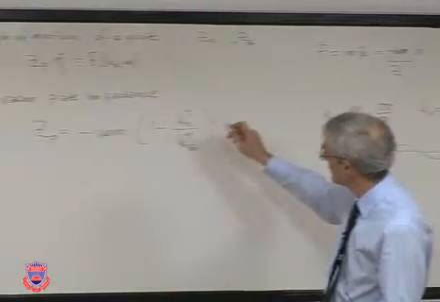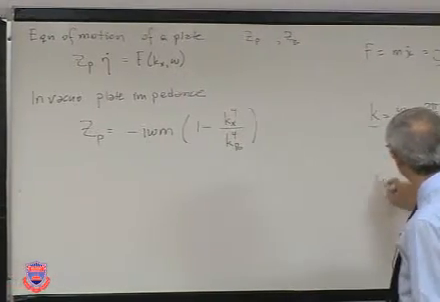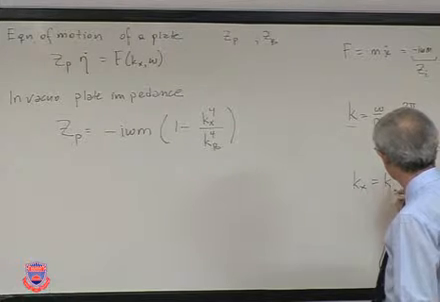Now, what else can we say? What happens, what does it mean if kx is equal to kb?